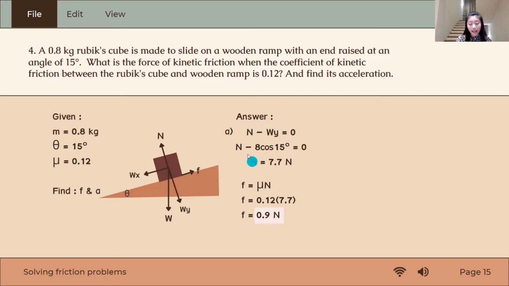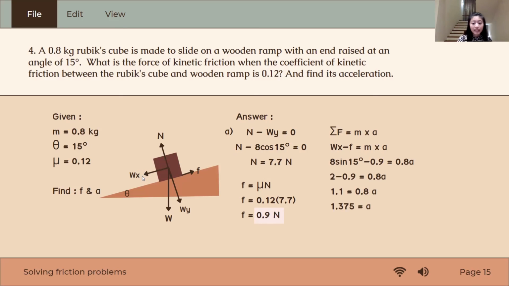And we have answered for the A. For the B, we need to find the acceleration. We use Newton's second law, sigma F equals mass times acceleration. For the sigma F, we need to look at the force that is along the same direction as the frictional force, and that is the x component of the weight. So x component of the weight minus the frictional force equals mass times acceleration.